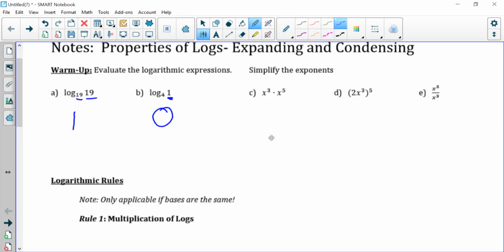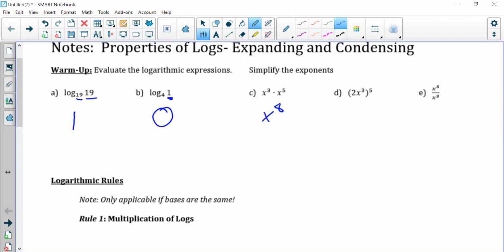All right, simplify the exponents. All right, so let's remember back to our exponent rules. X to the third times x to the fifth. Remember when we were multiplying same bases, we add exponents. So this is the x to the 3 plus 5 power, which is x to the 8th.